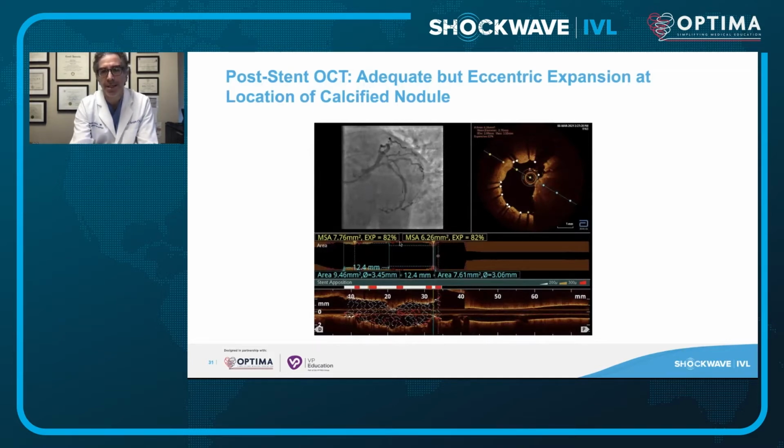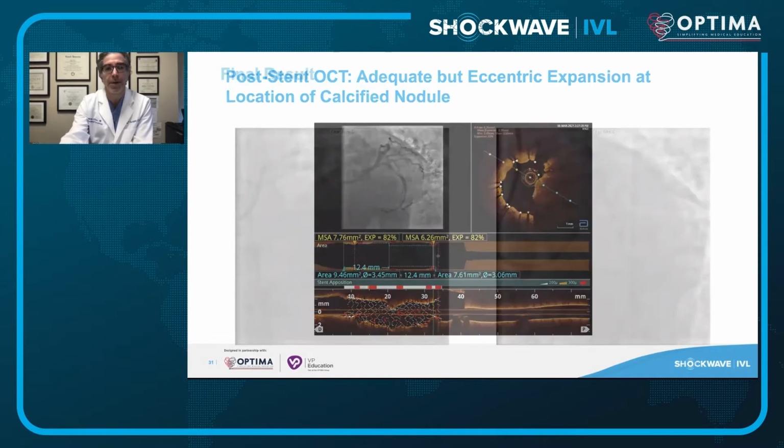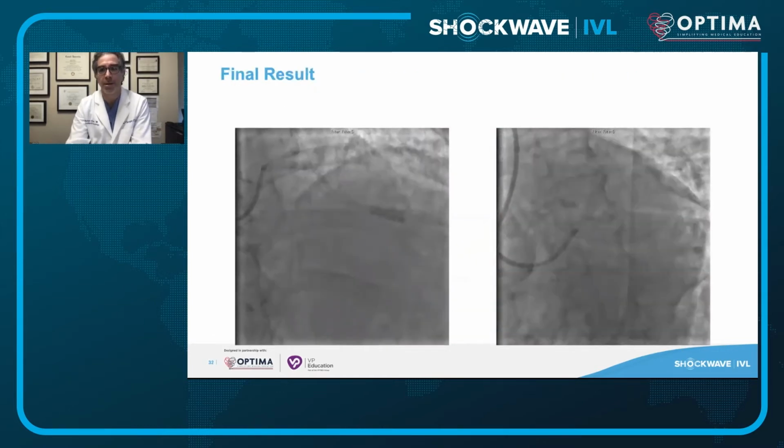I just want to focus on this nodule. There's good expansion, first of all. We like optimal to be greater than 90% expansion. I have greater than 80% expansion throughout the length of my stent here. But there is eccentric expansion at the site of that nodule. So one could argue that imaging after the pre-dilatation would have allowed me to identify this calcified nodule that in theory might have given a better expansion at the ostium of the vessel.